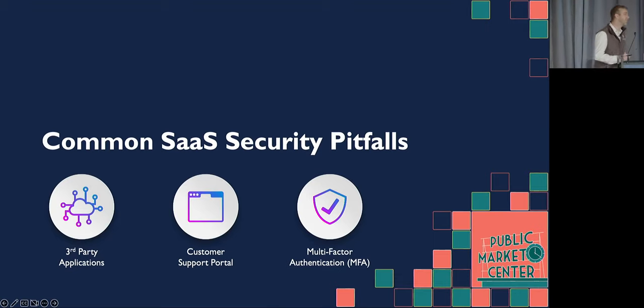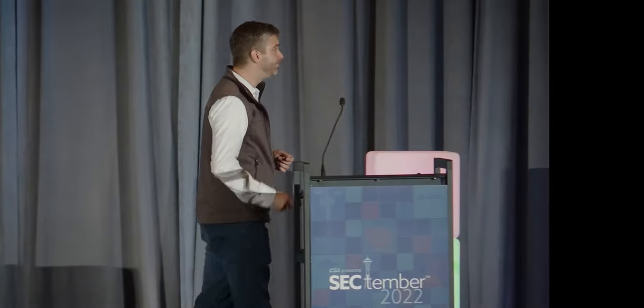So we're going to talk about three common SaaS security pitfalls. We're going to talk about third-party application risk. We're going to talk about a customer support portal and anonymous API access. Could not be more timely, given what's going on this morning. And then multi-factor authentication attacks, which, if you have been paying attention to the news, is happening everywhere.